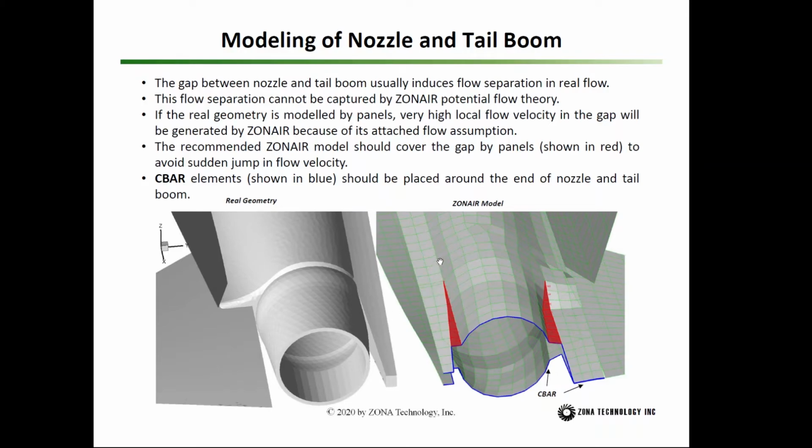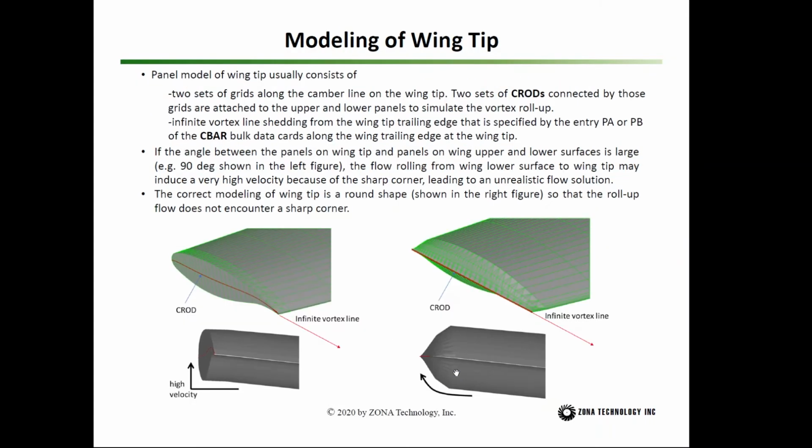So you guide the flow along those panels all over from this nozzle and tailbone region. And in addition, you put a C-bar around the tailbone section. Then the C-bar will create a wake surface, in order to have this closure condition.